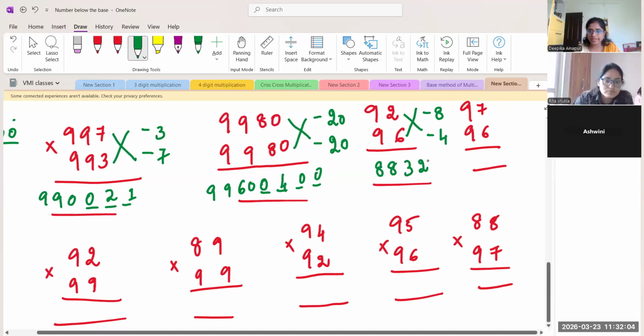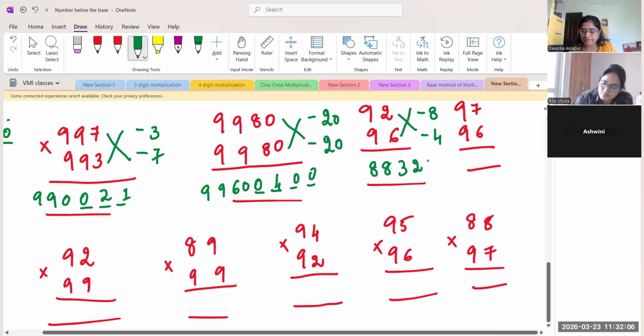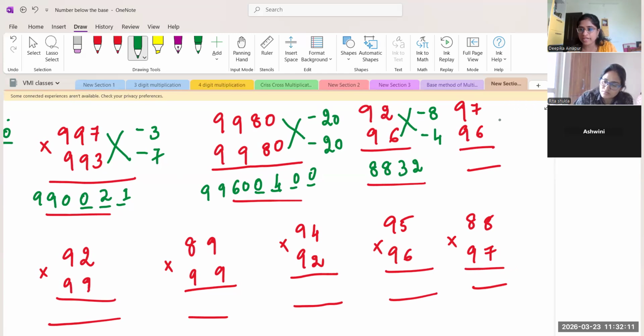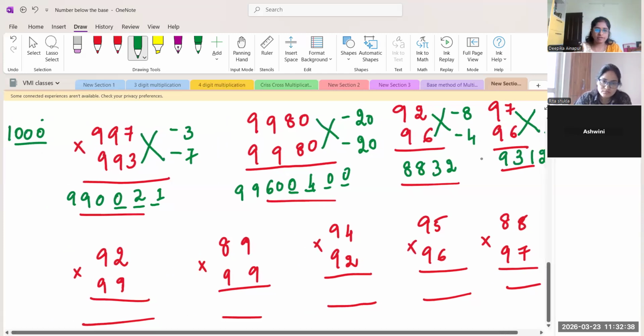And 97 into 96, right? It is also near to the base 100. 97 minus 100, that is minus 3. 96 minus 100, that is minus 4. And then just do the cross addition. Before that, multiply these two numbers, that is 12. And we have only 2 zeros in case of 100, so just write it as 12. And 97 minus 4 will be 93, or 96 minus 3 also will be 93. Very simple, right?